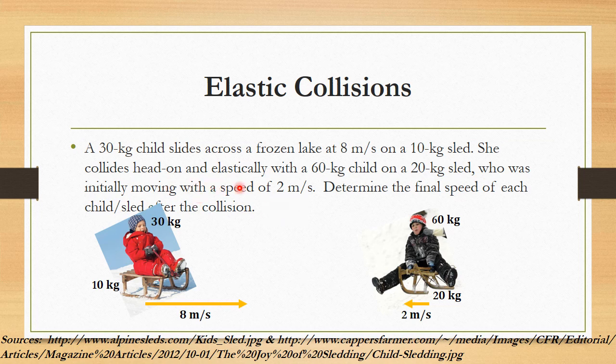So these two kids are going to ride their sleds, and they're going to collide and then bounce off each other without losing any energy. That's what elastic means. Also, I'm going to take each child and the sled that they're on to be the system. So this is a 40 kilogram system moving at 8 meters per second. And then here on the right side, we've got an 80 kilogram system, sled plus child, moving to the left at 2 meters per second.